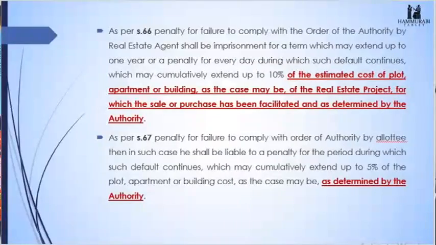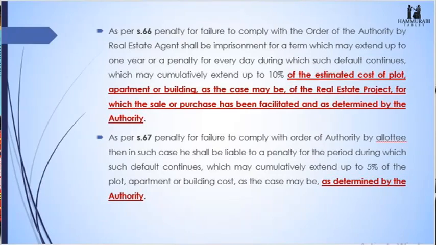Then we come to section 66. This is again a non-compliance of an order of authority by a real estate agent. In this case, the penalty is again 10% of the estimated cost of plot, apartment or building, as the case may be, of the real estate project for which the real estate agent has facilitated sale or purchase, and as determined by the authority.